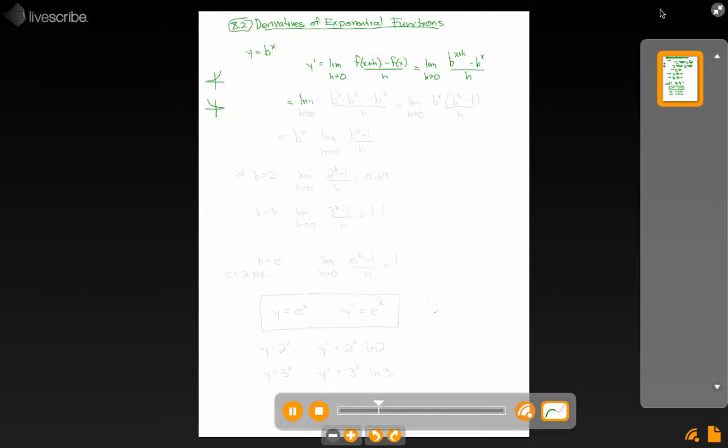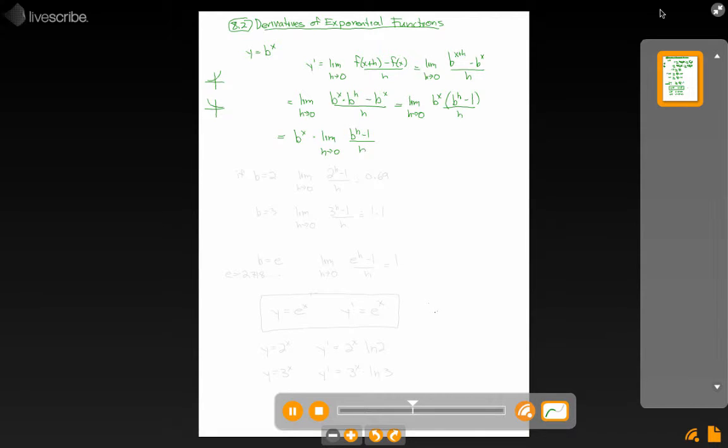Try to simplify that a little bit. I get the limit as h goes to 0 of b to the x times b to the h minus b to the x over h. I'm just using the fact that when you multiply two things with the same base, you can add their exponents, so kind of doing that in reverse. So here I can factor out b to the x, and it leaves me with b to the h minus 1 over h. So it turns out that the derivative of b to the x has a b to the x in it, but then it also has this, whatever the limit as h goes to 0 of b to the h minus 1 over h is.